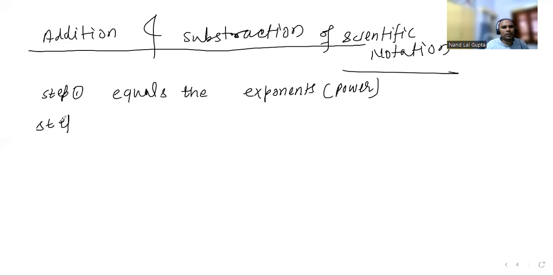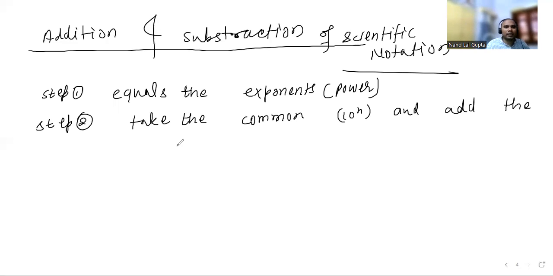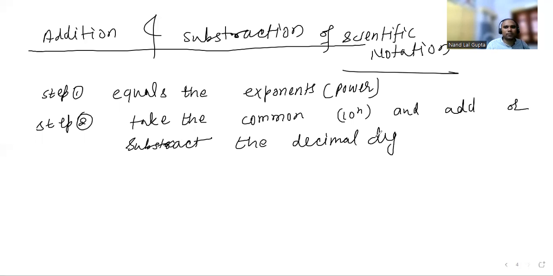Now step number 2: take the common 10 power n, and add or subtract the digits, whatever they are asking. Add or subtract the decimal digits. That is the point we are talking about.